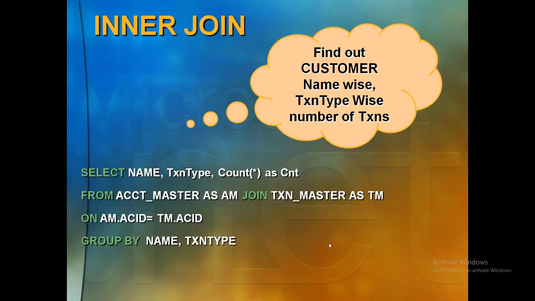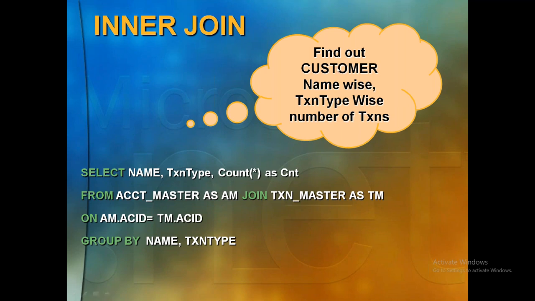So I wanted to find out customer name wise, transaction type wise, number of transactions. I wanted to join the data, and after joining it, what columns do I want to use? Wise means, I told you, you blindly use the group by clause: group by name, group by transaction type. Whatever is there in the group by clause, the same thing has to be there in the select clause, plus an aggregate function. So if they need number of transactions, you blindly put count star as count. Am I clear?